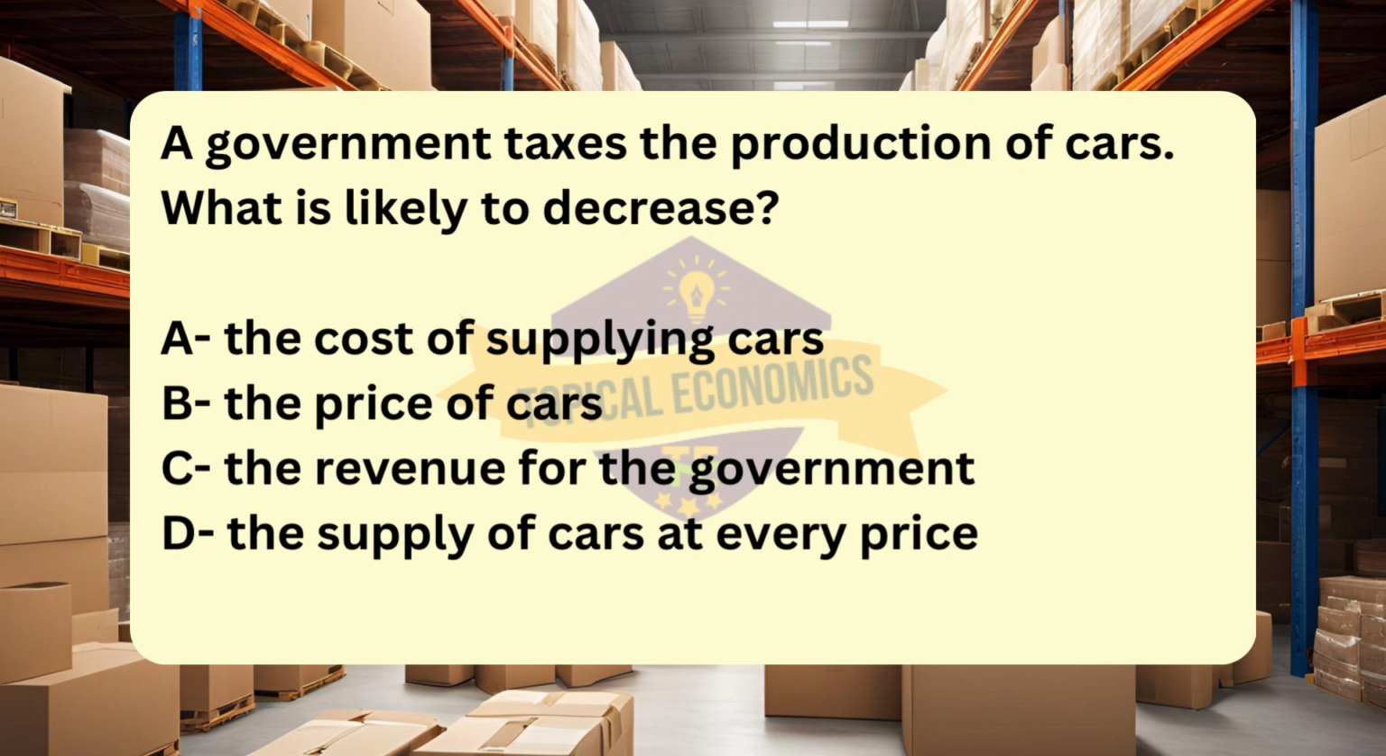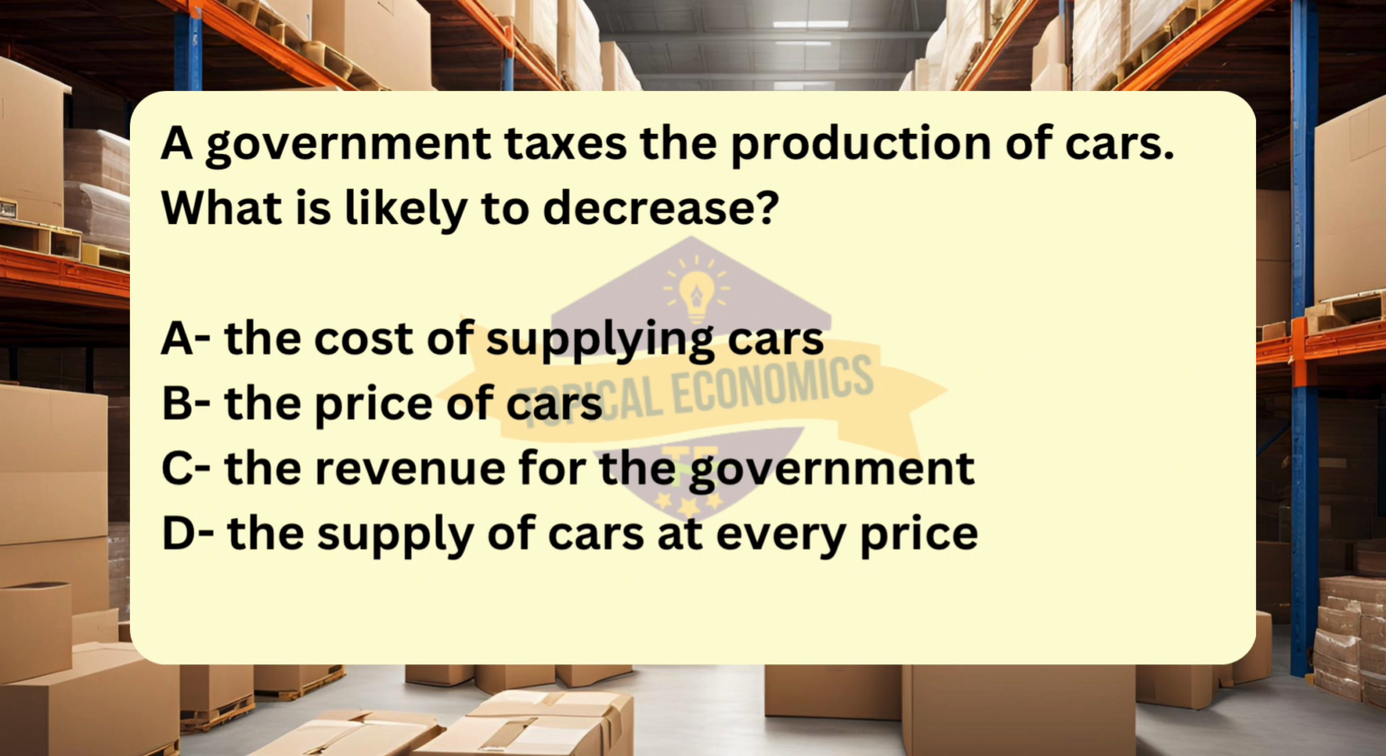Analyzing the other options. Option A, the cost of supplying cars. A tax increases, not decreases, the cost of supplying cars. It raises the cost of production for manufacturers, which usually results in a reduction in supply, not a decrease in cost. Next, option B. The price of cars. While the price of cars may eventually rise as a result of the tax, because producers may pass some or all of the tax on to consumers, the direct impact of the tax is on supply, not price. The supply curve shifts leftward, which tends to push prices up over time, but the immediate effect is a reduction in supply.